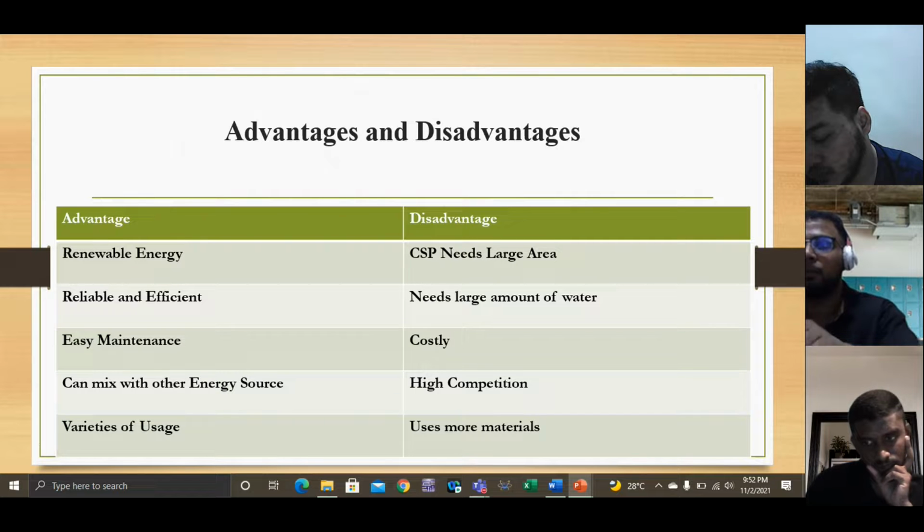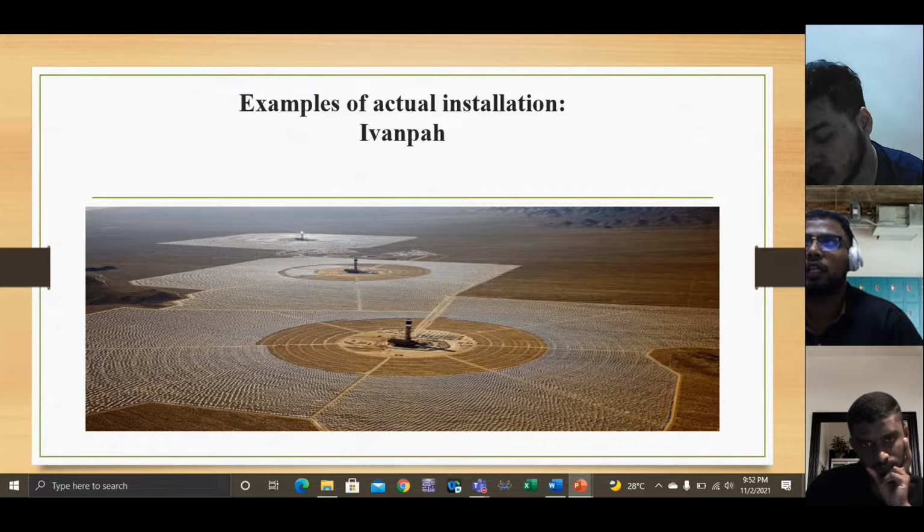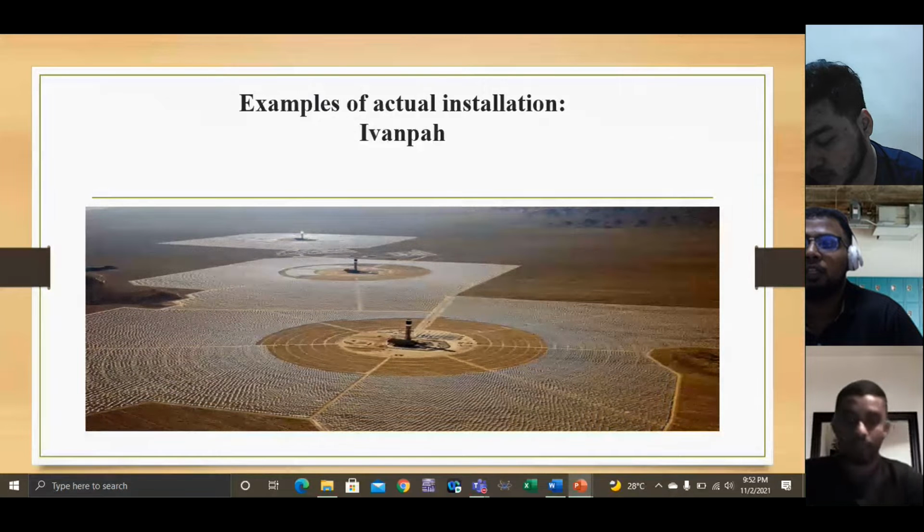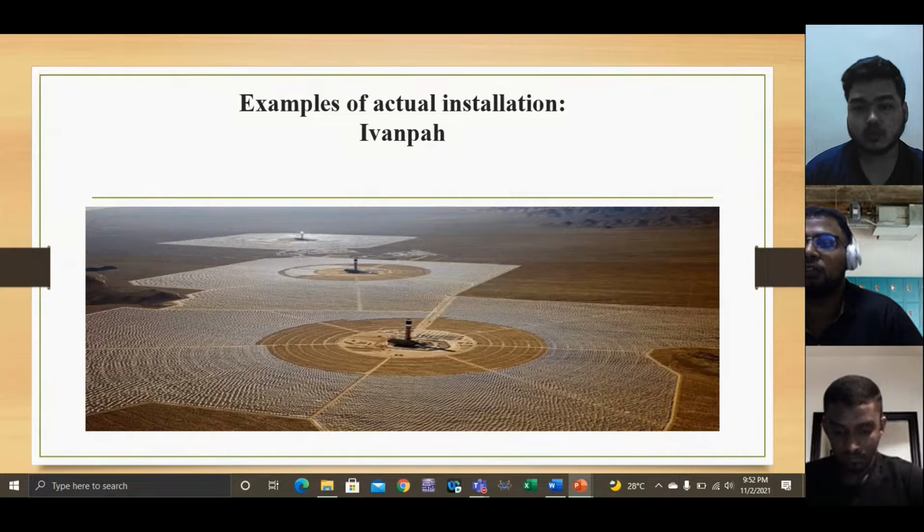Let's go to the example of actual installation. Ivanpah. The Ivanpah Solar Energy Project, developed by BrightSource Energy and operated by NRG Solar, is targeted to produce 377 megawatts of power, enough to provide electricity to around 140,000 homes deep in the Mojave Desert, east of Los Angeles.